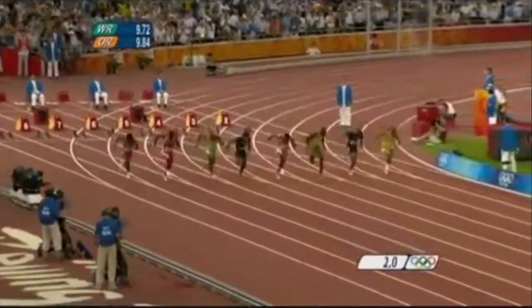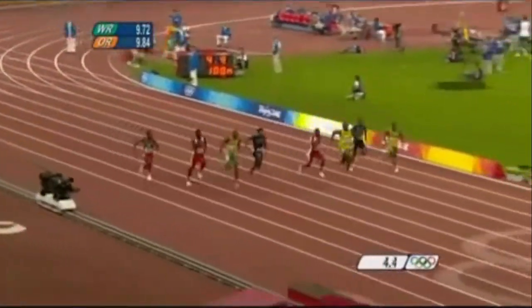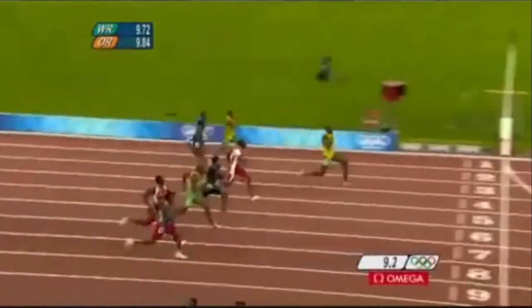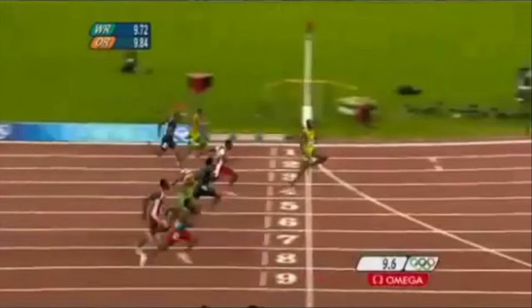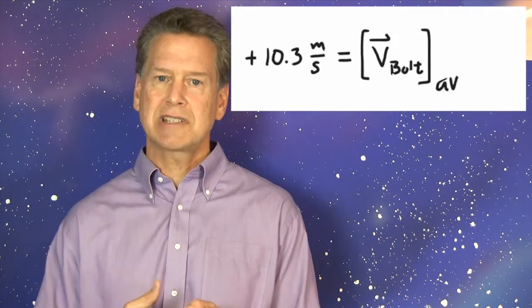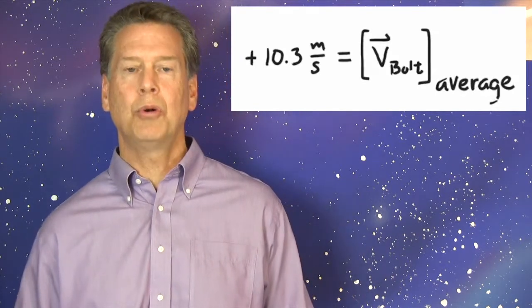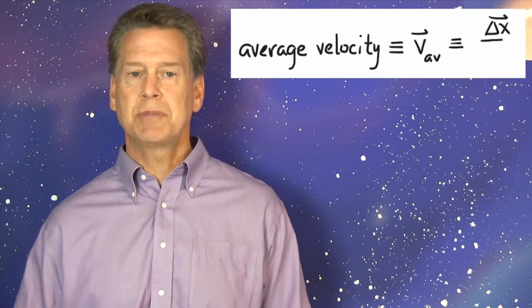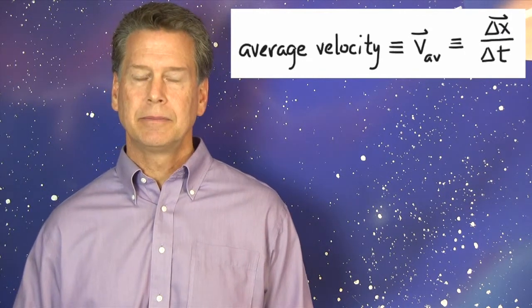That's fast. But wait a minute. Was this Bolt's velocity at the start of the race, at the middle, or as he crossed the finish line? At the start, he was barely moving, and at the middle and end, he was flying. That plus 10.3 meters per second must describe only his velocity averaged over the whole 9.69 seconds. Yes, what we have defined here is average velocity, denoted with the subscript AV.